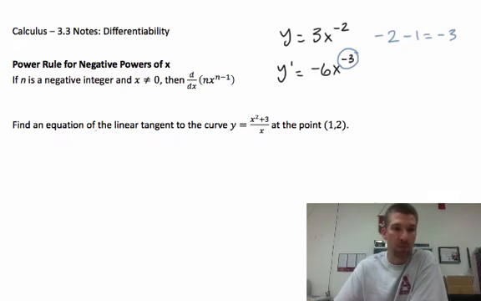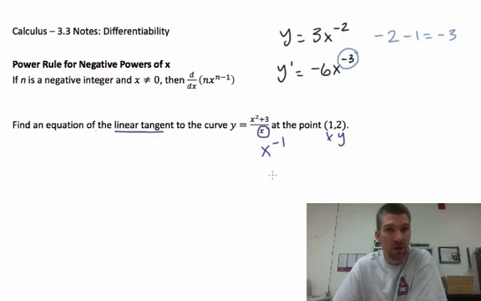Well, check out our problem. We've got y equals x squared plus 3 over x. They want us to find a linear tangent at the point (1, 2). Okay, so find an equation for this curve. What's it look like? Number one, this x down here can be rewritten into the numerator with a -1. Don't forget that little rule. Any exponent can go from the top of the fraction to the bottom, or the bottom of the fraction to the top, by making that exponent the opposite of what it currently is.